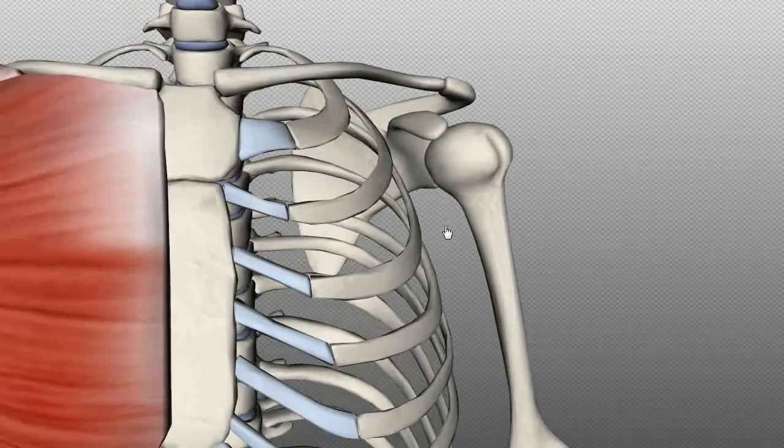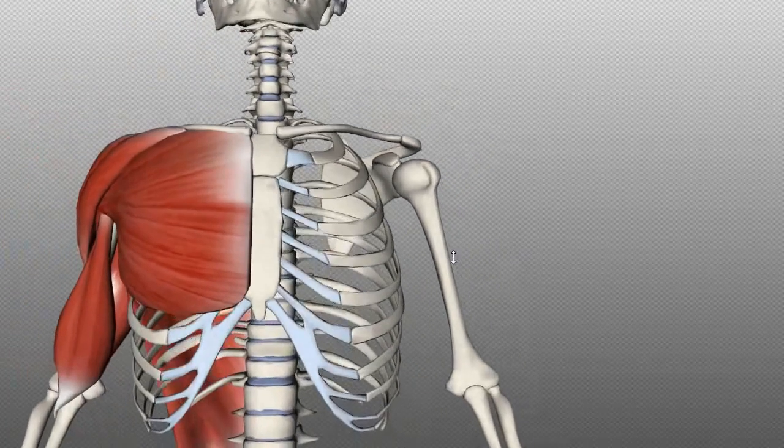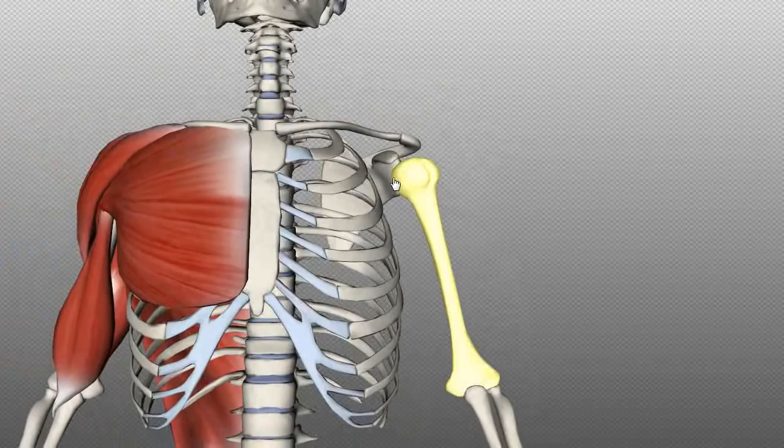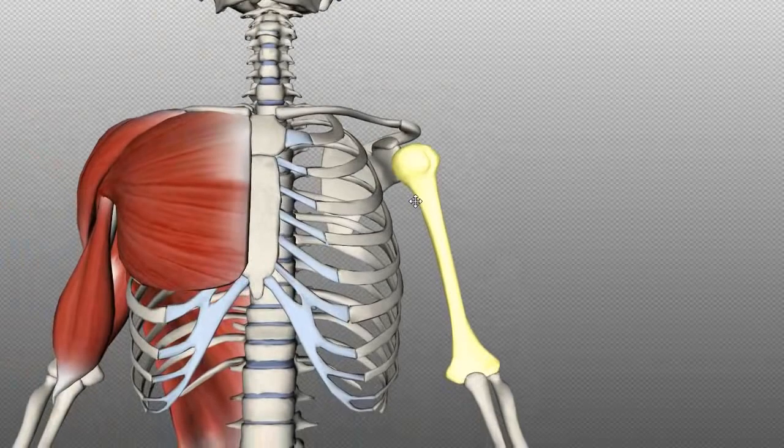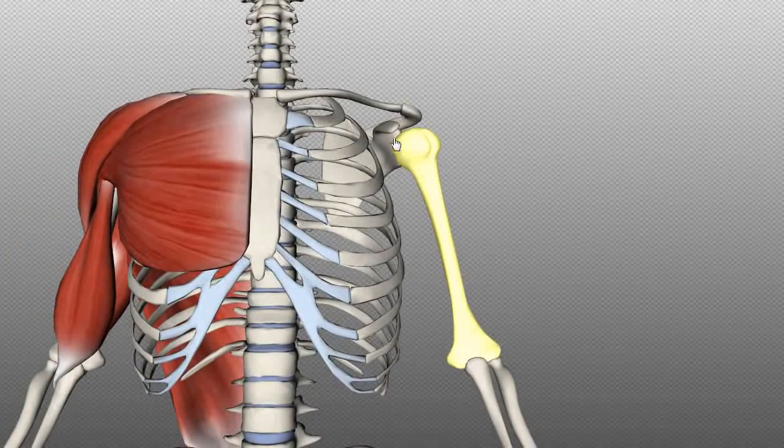Okay, so this is a tutorial on the humerus. The humerus is this bone here, which runs from the shoulder down to the elbow, and it articulates with this scapula here. So this is the shoulder joint, the glenohumeral joint, sorry.